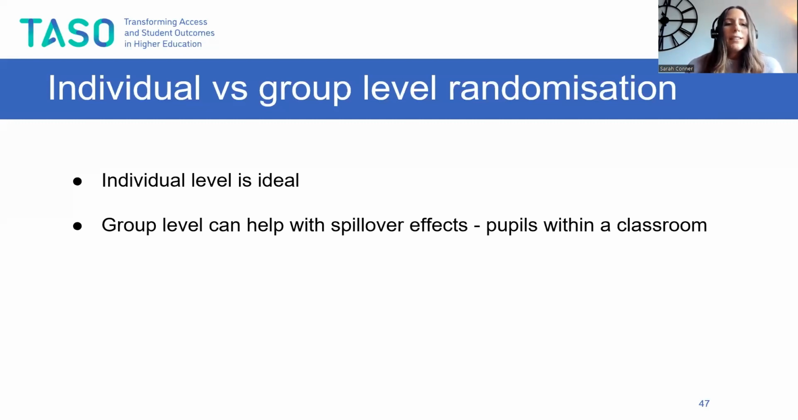So in this case, it's easier just to randomize at that classroom level, because it means you're controlling for those spillover effects. But you do need a much larger sample size for this. This is called cluster randomization, and you need a lot more clusters. So you need a lot more classes than you would individuals if you're randomizing by individuals. That is the caveat there. If you're going to do that, you need a larger sample size.